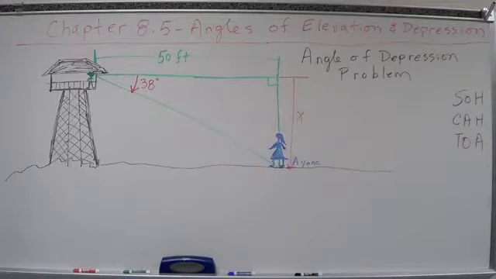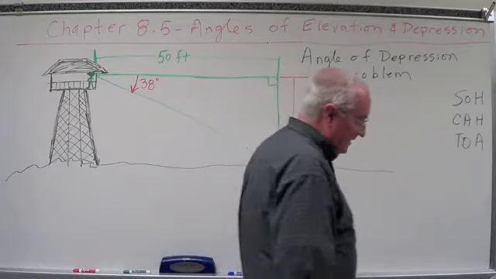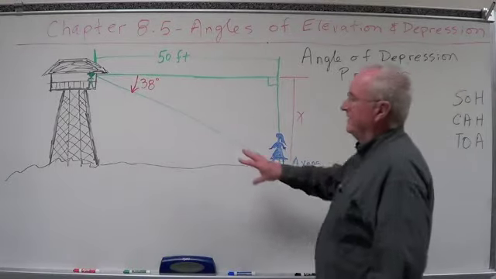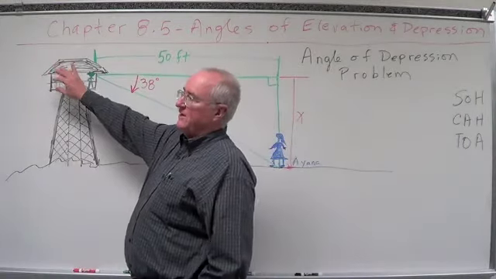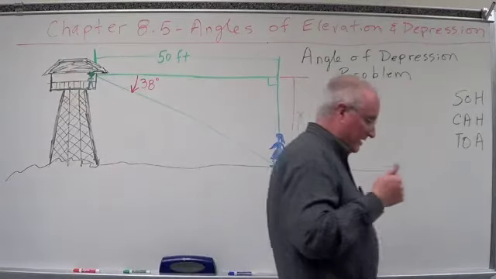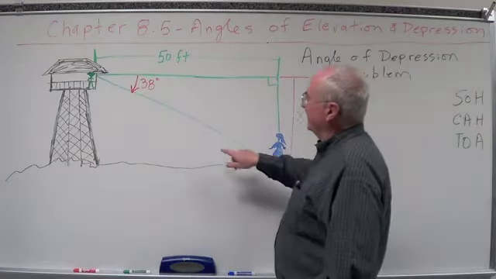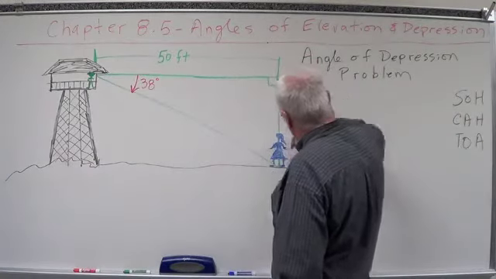Okay, now what we want to do is look at an angle of depression problem. Let's tell a little story here. Ayana is walking in the woods, and she happens upon a clearing, and at the edge of that clearing there is a fire watchtower manned by a forest ranger.